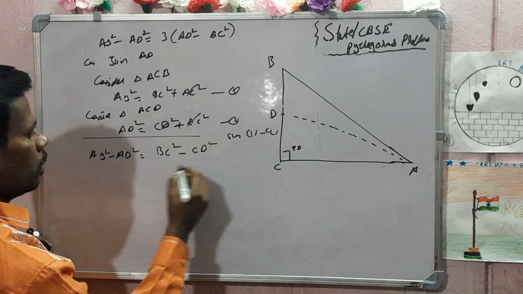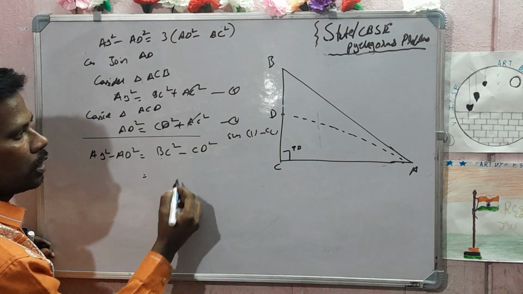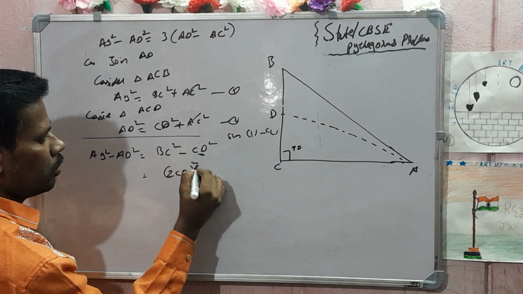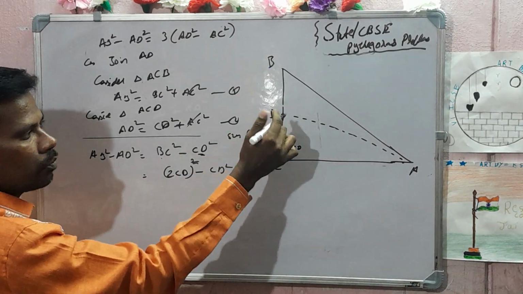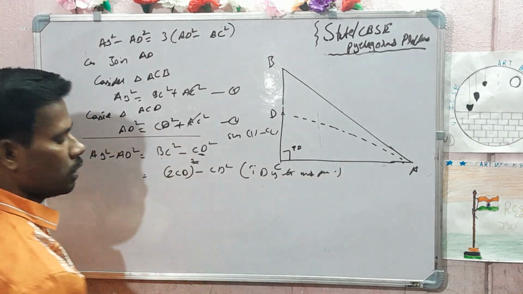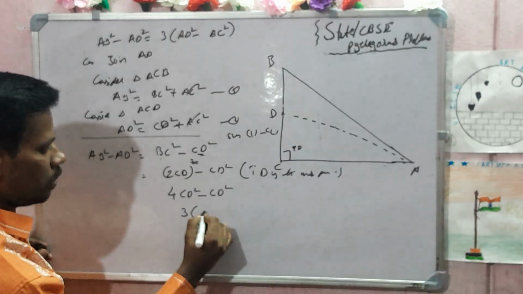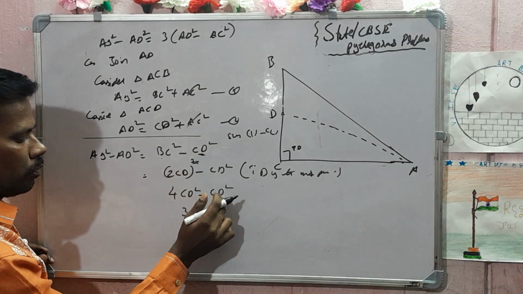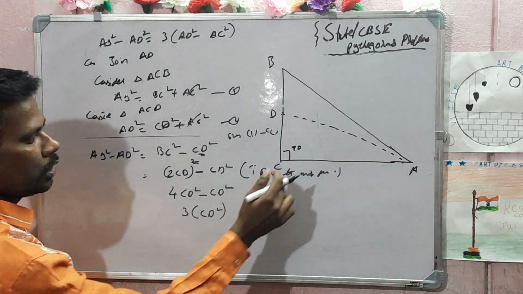Right? Now BC is nothing but 2 times CD, no? So I want to write BC as 2 times CD whole square, because D is the midpoint. So this is nothing but 4 CD square minus CD square. This is nothing but 3 CD square, right? 4 CD square minus CD square is 3 CD square.